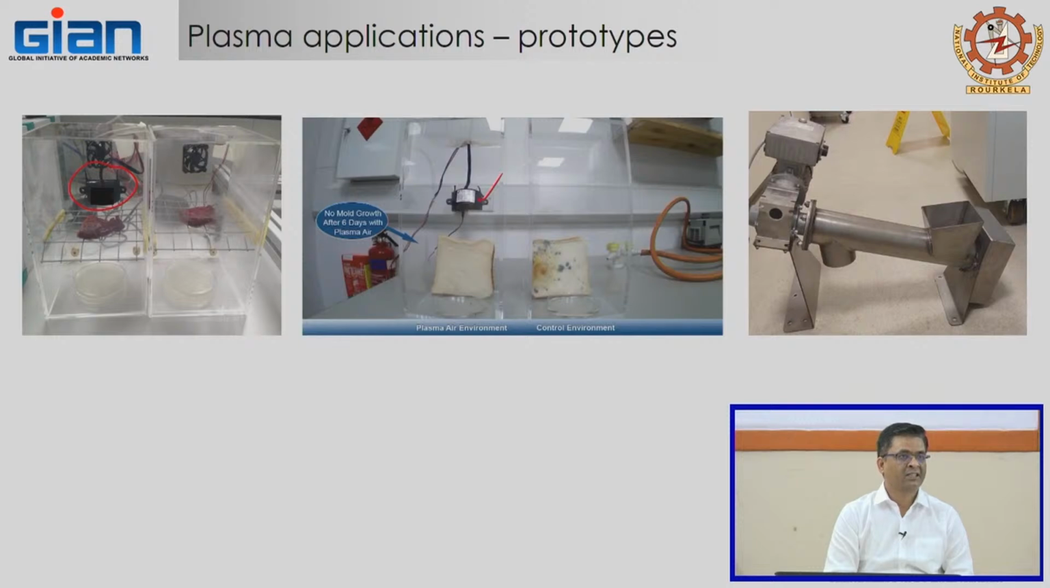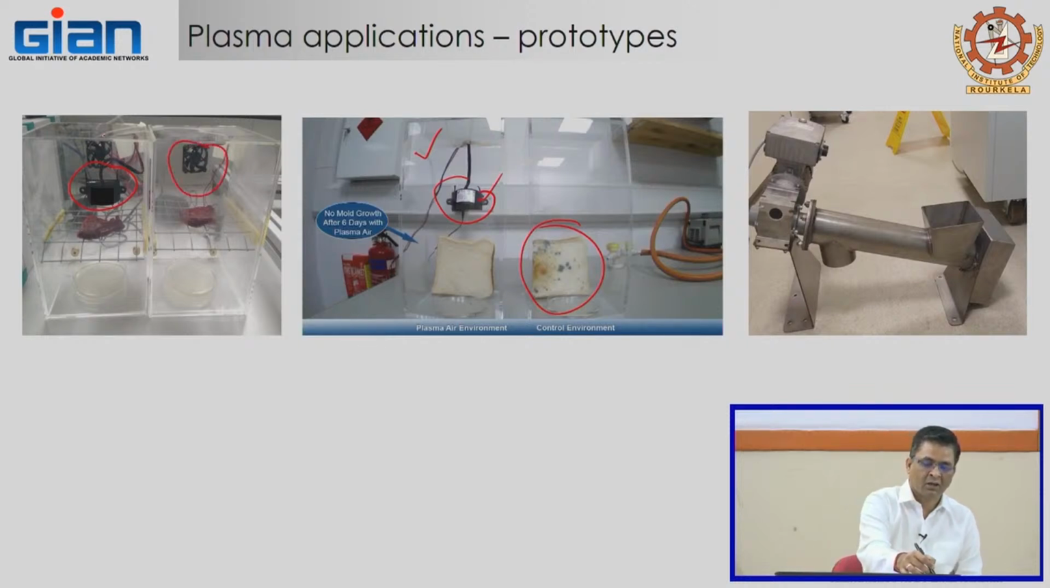In 7 days, if bread is left in a normal environment, microorganisms attack the product. Where are they present? In the air. Whereas, if you use plasma, you are not treating the product, what you are doing is decontaminating the air. As simple as that. And this is a normal fan, and this is the plasma that is generated.